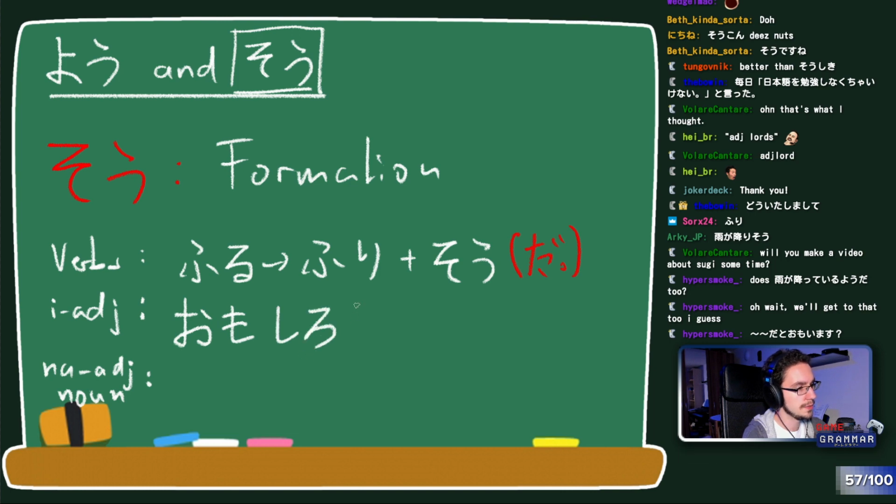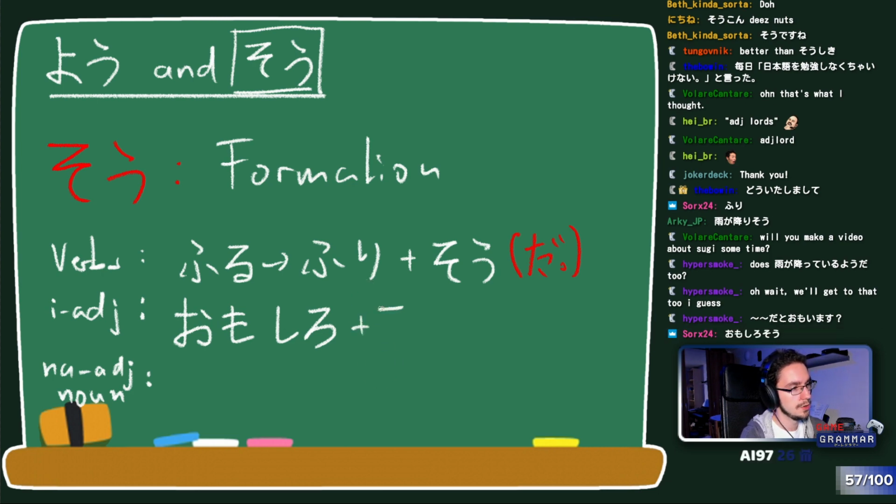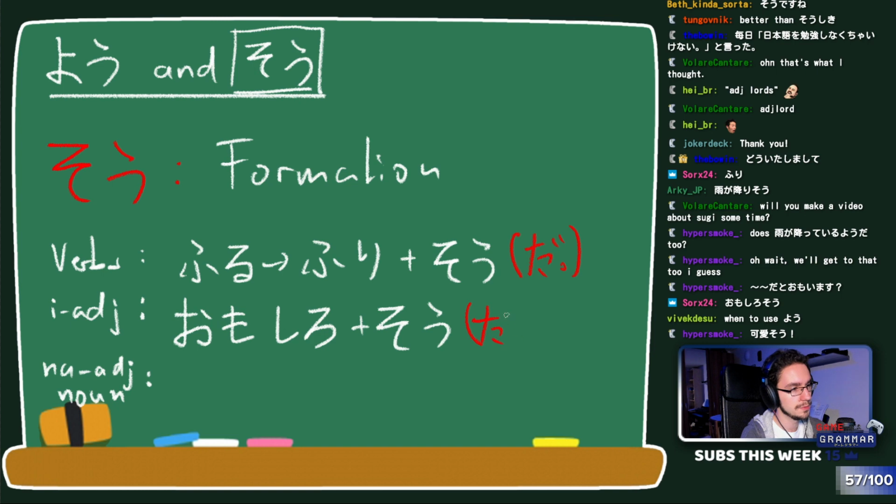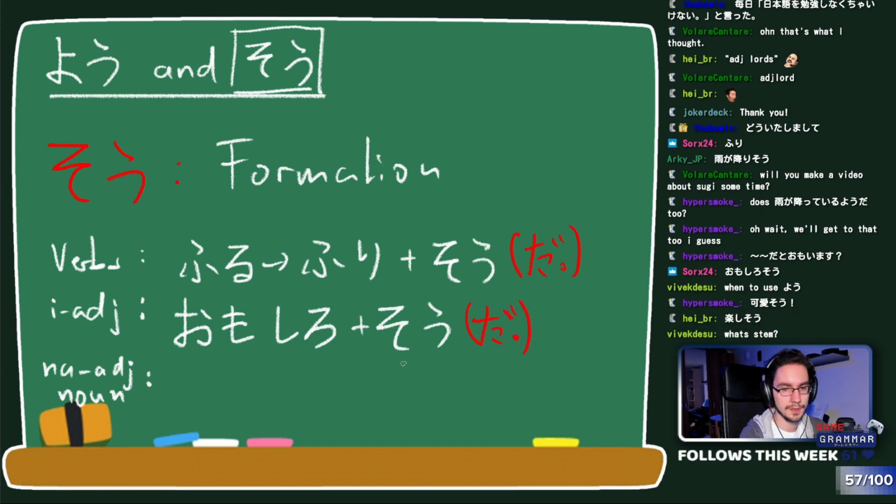Okay, so omoshiroi, right? What's the stem of omoshiroi? Well, it's basically omoshiroi without the i. That's an e adjective, so we get rid of this, and we add so. Omoshirosou. When to use yo, we'll get to that. But first, let's finish talking about so that it's not too all over the place. Omoshirosou da would be a thing.